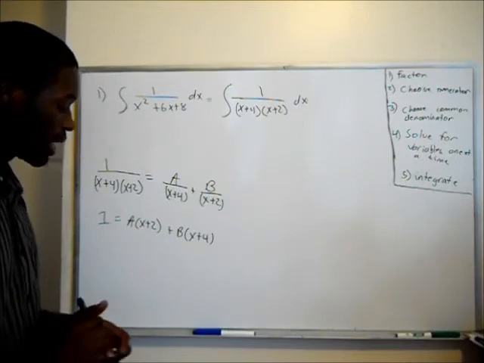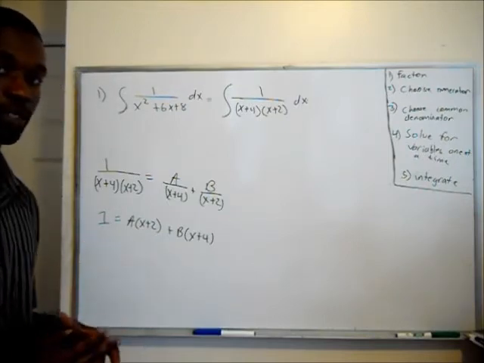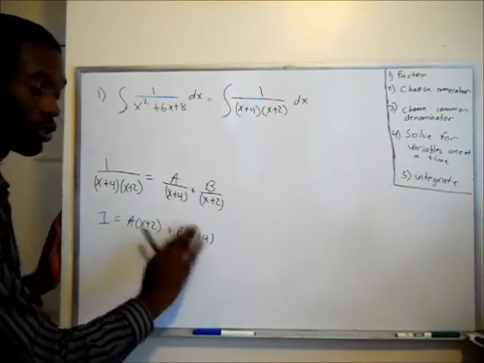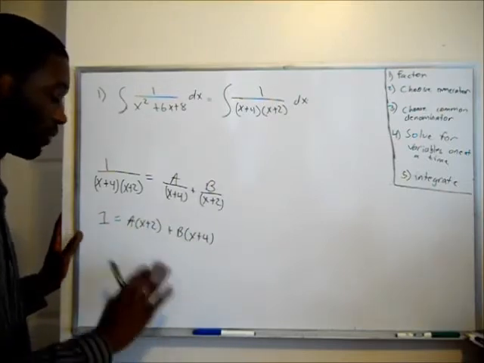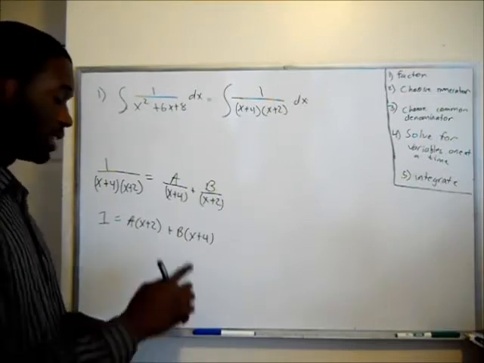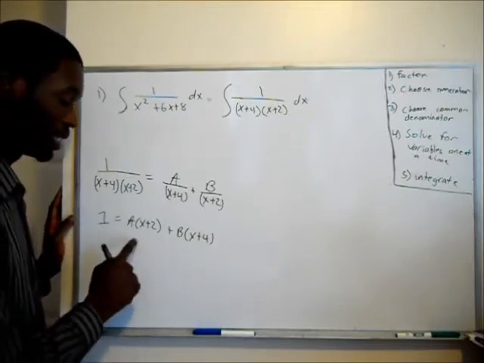So now to find out what they are, this is a tricky equation. What I'm going to do is pick a good value for x so that one of these goes away, one of them is 0, so that I can focus on one variable. A good value for x is going to be -4, because I want to get a by itself. So I'm going to pick x equals -4.